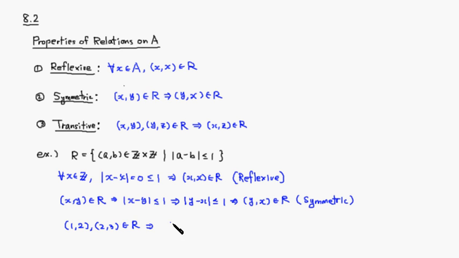However, for 1 and 3, the absolute difference is actually 2, which is not less than or equal to 1, which means that 1 comma 3 is not in this relation R. So therefore, this relation is not transitive. Right? That's it. I hope that this was clear.